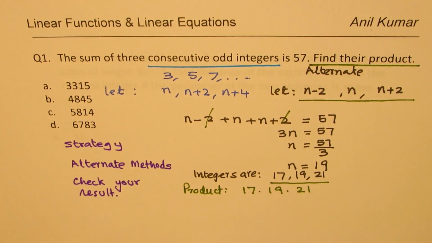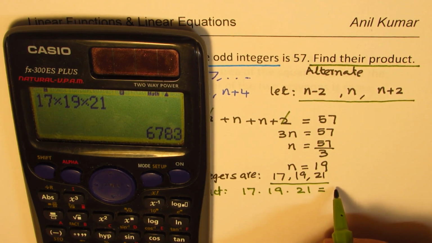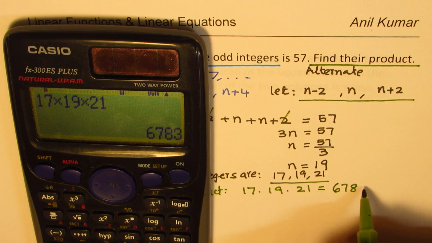Now these are not the decimals. They are multiplication symbols, right? So we might use dots to multiply. We might use brackets to multiply. So these are different things which we might use. And now ultimately calculator, right? Times 21 gives us what? So when you multiply these three numbers, you get 6783.